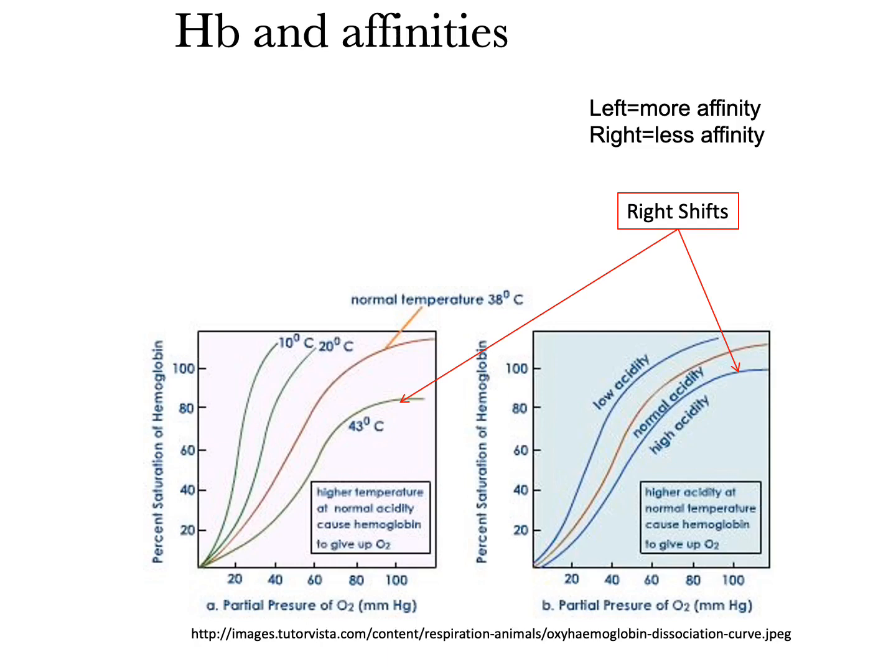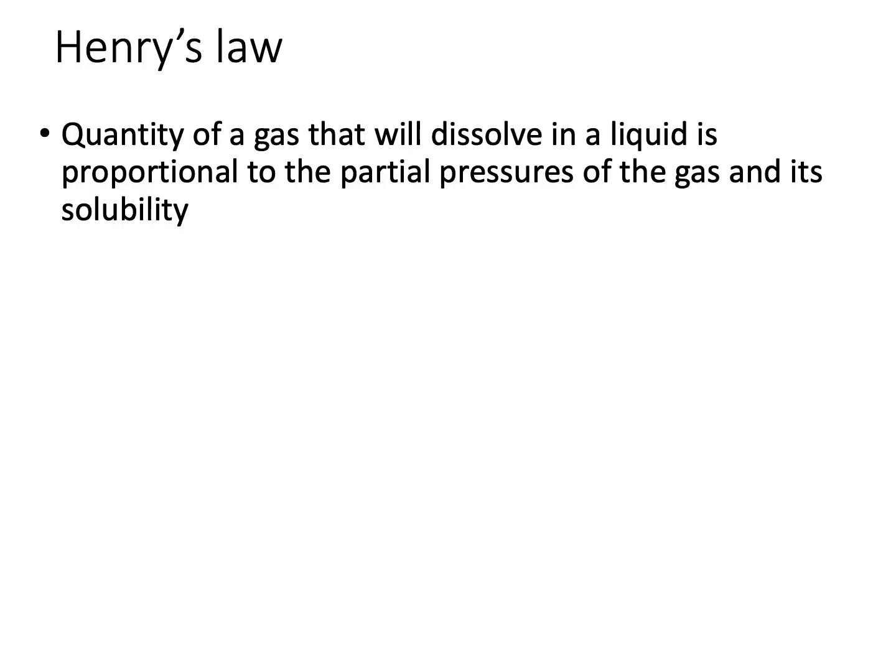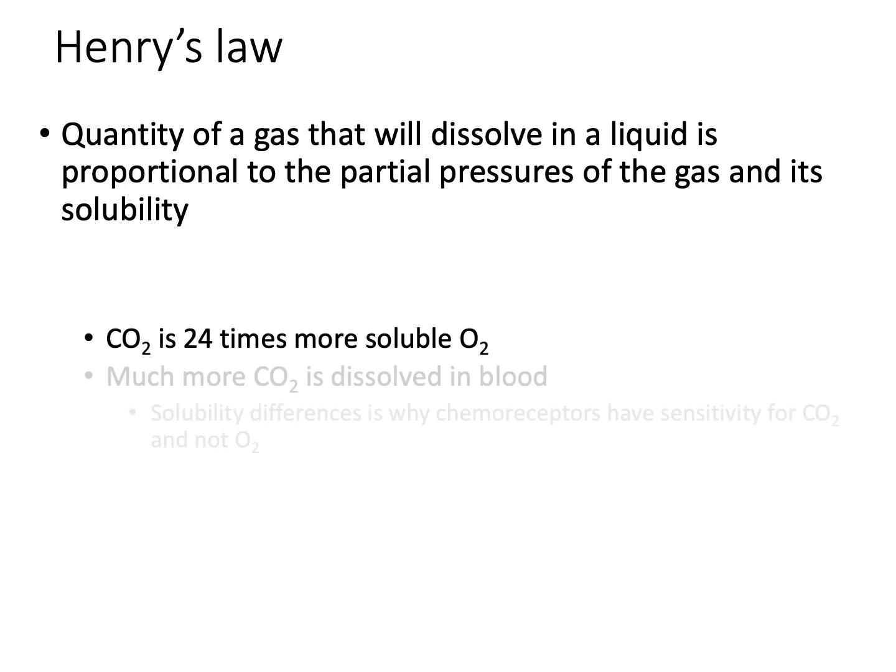So let's take a look at some of these gas laws that are going to impact this hemoglobin curve. And we'll start with Henry's law, which says that the quantity of the gas that will dissolve in the liquid is proportional to the partial pressure of the gases across the membrane and its solubility. Carbon dioxide is 24 times more soluble than oxygen, which is why we see oxygen needing the molecule hemoglobin to carry it around, and why we see carbon dioxide in the plasma causing the carbonation of the plasma.